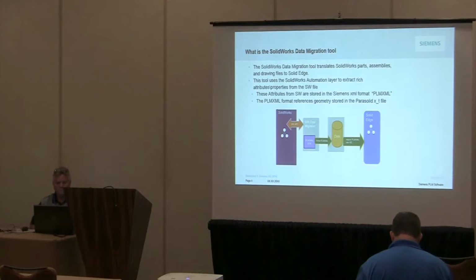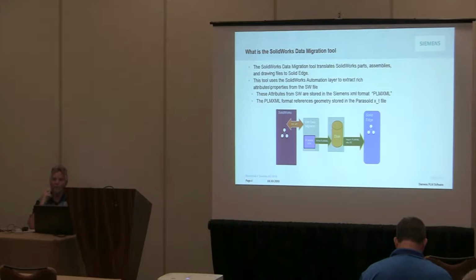So, all right, this migration tool. Basically it's using the SolidWorks automation layer, or their APIs, to bring up a file, extract data from that file, and we put that into an XML file format. This file format was developed by Siemens. It's got a little bit of a twist to it. It's called PLM XML. It's a structure that we created with our schema files so that we know where to put the data and then how to extract it on the SolidEdge side.